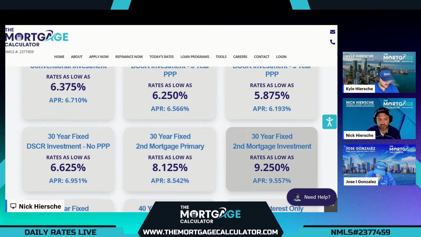And we can do the same for investment properties, rates as low as 9.25, final APR 9.557. And HELOCs are very rare for investment properties, so these are amazing options for our investors out there to get cash out without touching that first mortgage.